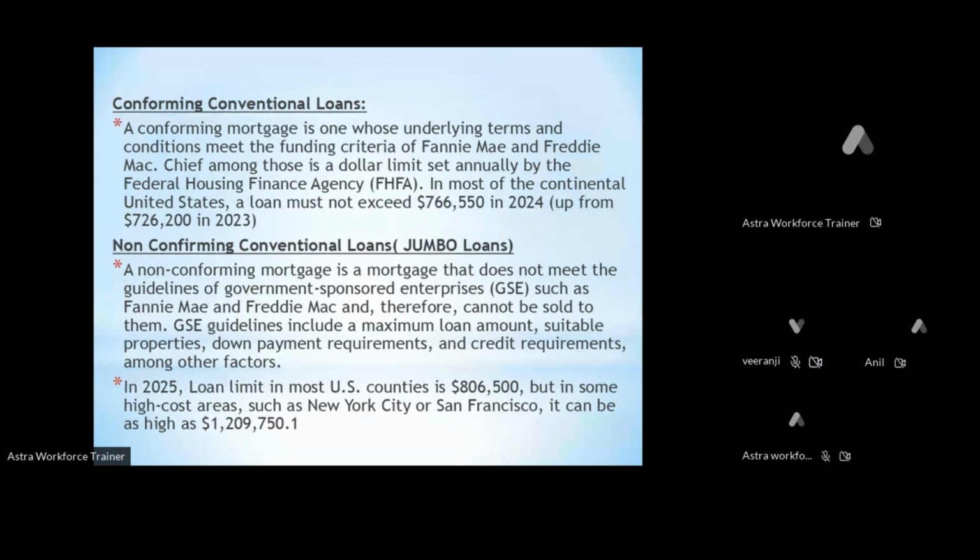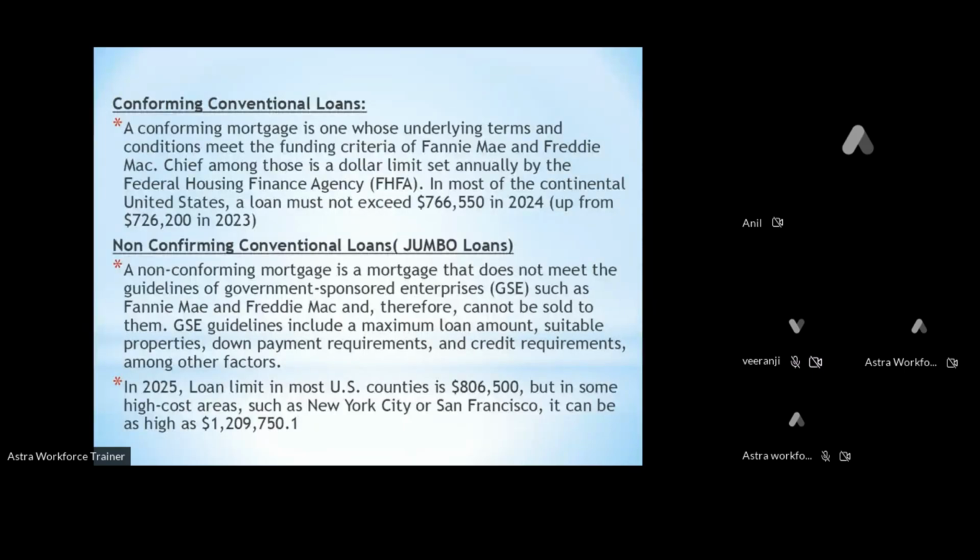Yeah, go ahead. A non-conforming mortgage is a mortgage that does not meet the guidelines of the government-sponsored enterprises, such as Fannie Mae and Freddie Mac, and therefore cannot be sold to them. GSE guidelines include a maximum loan amount, suitable properties, down payment requirements, and credit requirements, among other factors. In 2025, the loan limit in most US counties is $8 lakh, but in some high-cost areas such as New York City or San Francisco, it can be as high as $1.2 million.